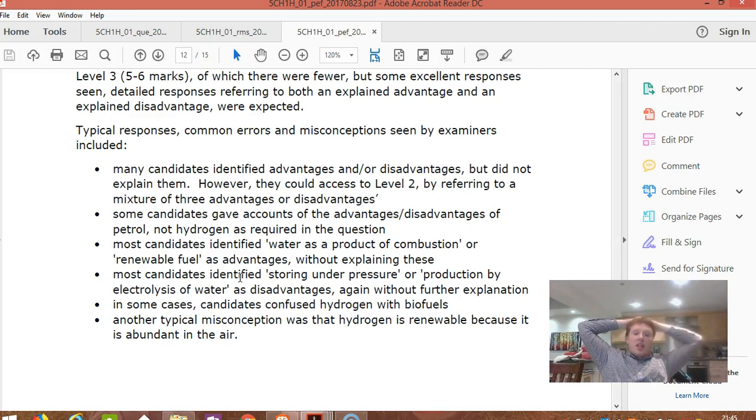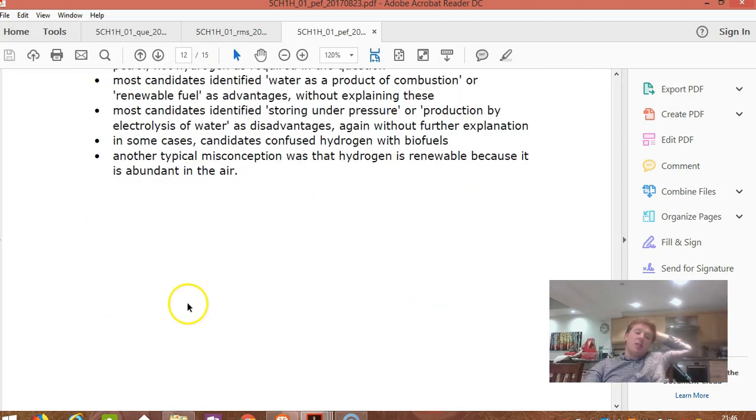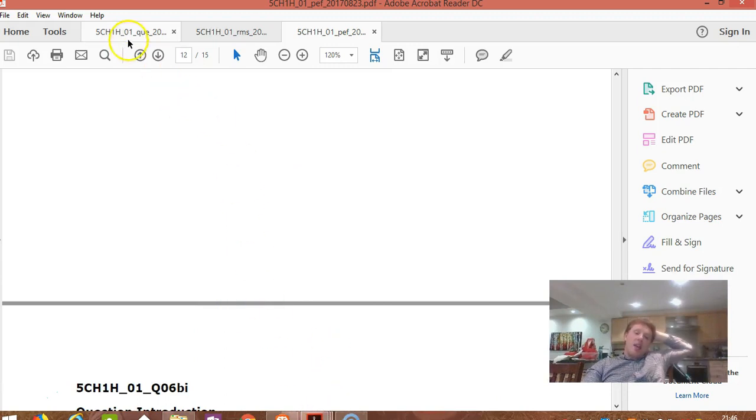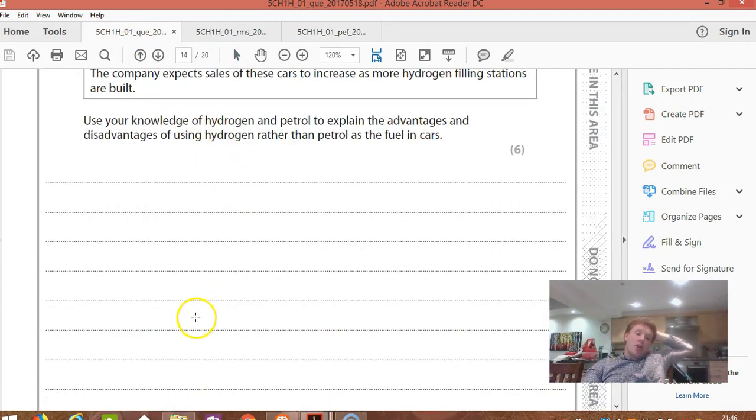Most candidates identified water as a product of combustion or renewable fuel as advantages without explaining them. Most candidates identified storing under pressure or production by electrolysis of water as disadvantages without further explanation. In some cases, candidates confused hydrogen with biofuels. Another typical misconception was that hydrogen is renewable because it is abundant in the air. Well, hydrogen is not in the air, and it's a good job it isn't because it's flammable. Nitrogen is abundant in the air.